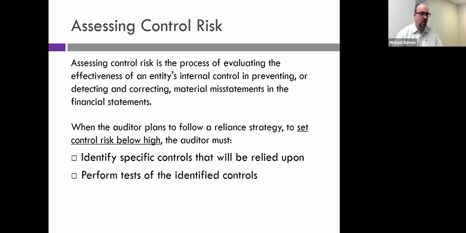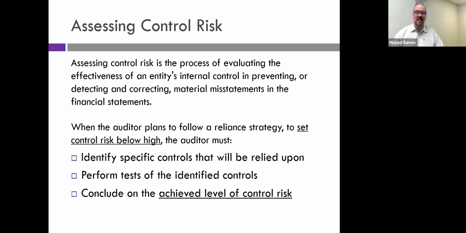Second step, we are going to perform tests of the identified controls. We're going to understand what the specific tests that we can perform are. And then finally, we're going to conclude on the achieved level of control risk. The achieved level of control risk, again, is what our final assessment is of the controls' operating effectiveness and design, as to whether or not they're doing well, they're not doing well, the controls are operating effectively, and so forth.